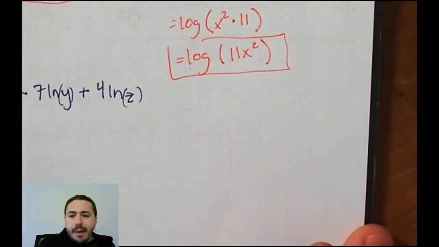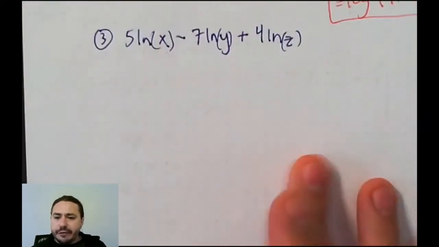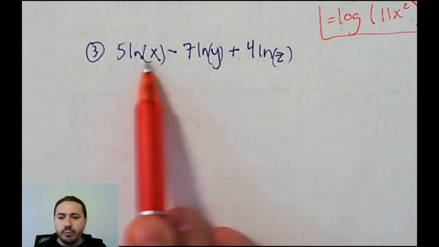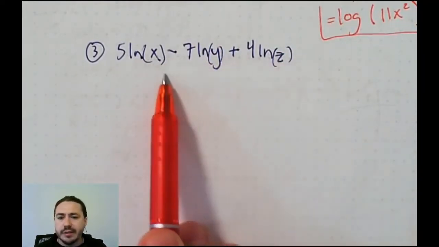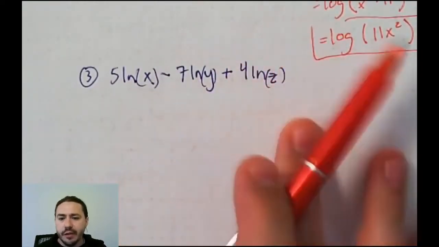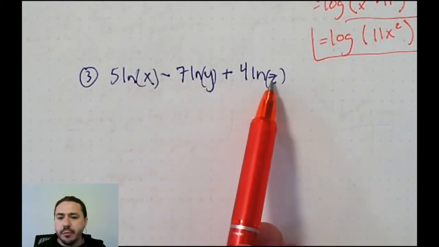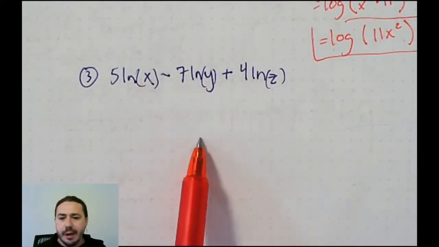So to play that backwards, if I see a positive log here, what's going to end up happening is I'm going to write this as a natural log of, and then a big fraction. And any of these that are positive, this thing is going to end up in the numerator. Any ones that are negative are going to end up in the denominator.